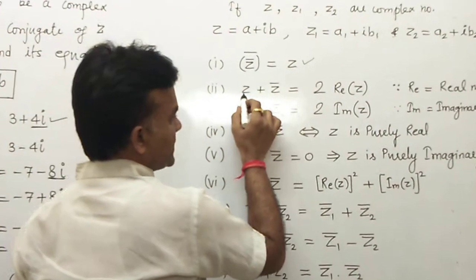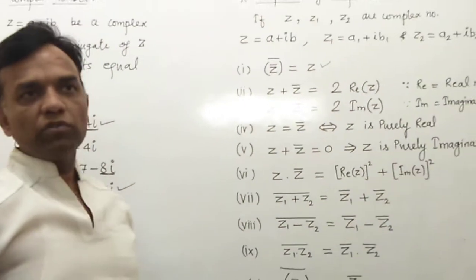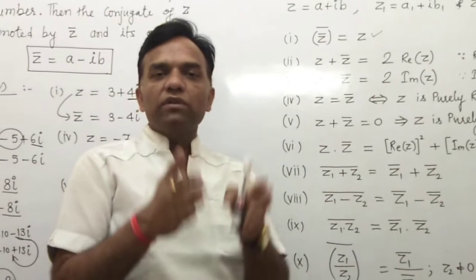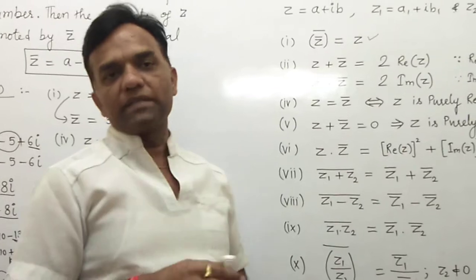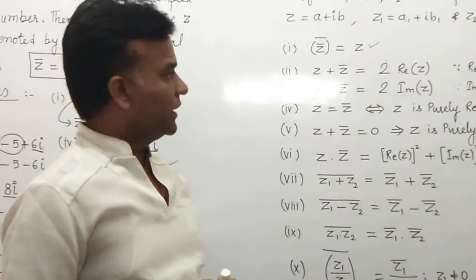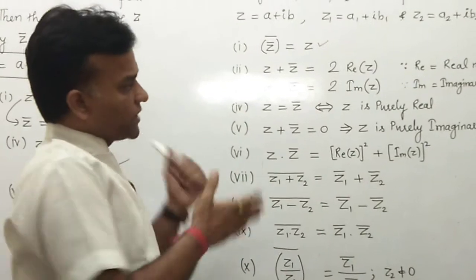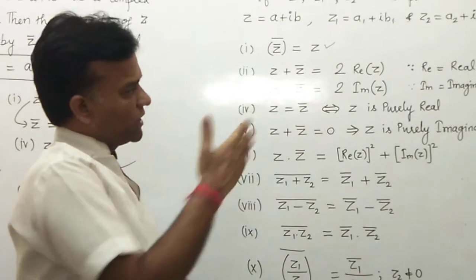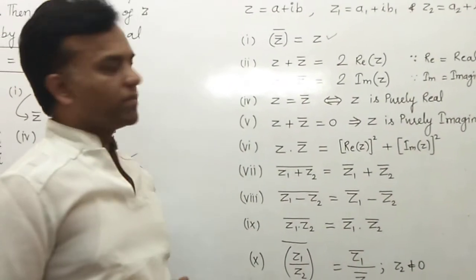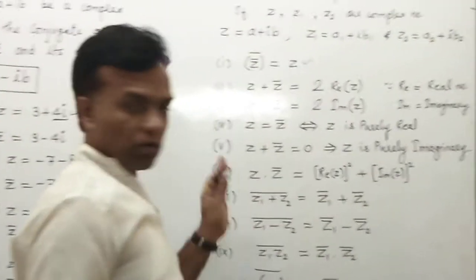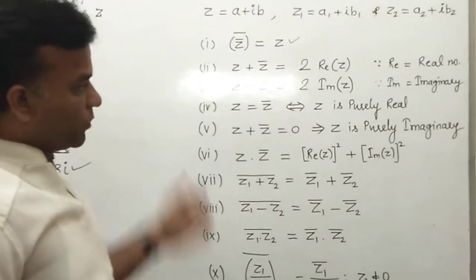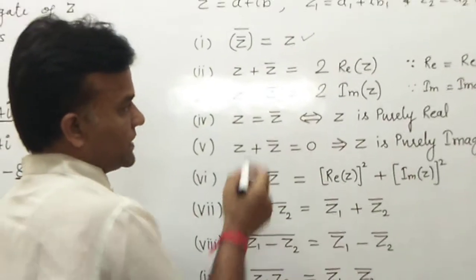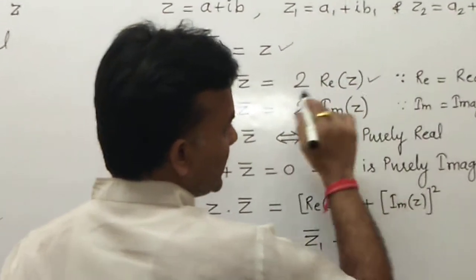And the second property is z plus z bar. It means you have a complex number and you add its conjugate, then you have the real part of the complex number, because the imaginary parts cancel out there. We will show it with the example, but first we have to discuss only the properties. First we discuss definitions and properties, and then we have the examples, and then we verify all these properties with the help of the examples. So z plus z bar is 2 times the real part of z.